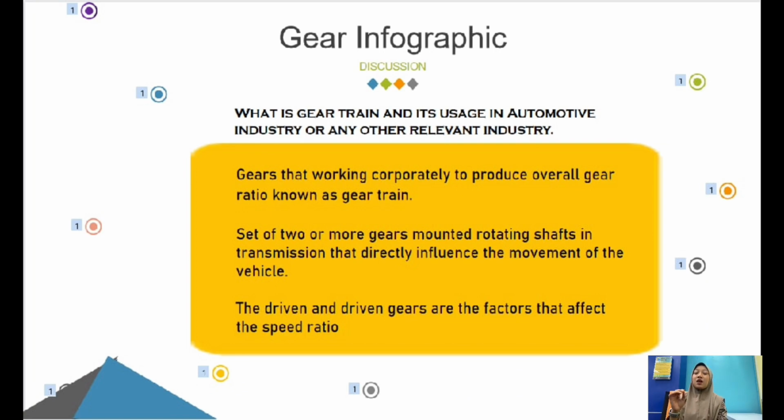For discussion, what is a gear train and its usage in the automotive industry or any other relevant industry? Number one, gears working correctly together to produce a gear ratio are known as a gear train. Number two, a set of two or more gears mounted on rotating shafts in the transmission directly influences the movement of the vehicle. Number three, the driver and the driven gears are the factors that affect the speed ratio.